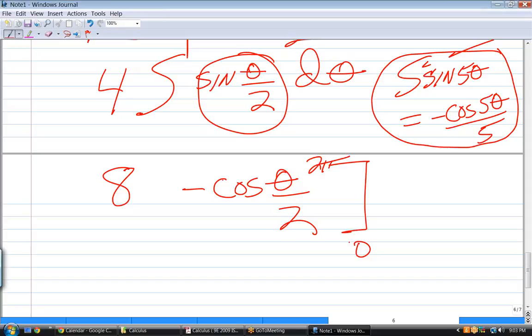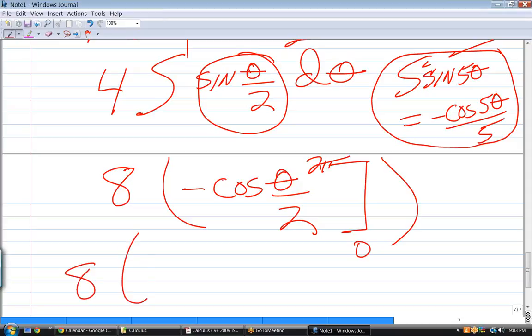We're going to evaluate it from 0 to 2 pi. Well, at 2 pi, if I plug in 2 pi for theta, I get negative cosine of pi, which is a positive 1. So it's 8 times a positive 1 minus, when I plug in 0 for theta, I get negative 1. In other words, the cosine of 0 is positive 1, but it's a negative, so it's a minus 1.